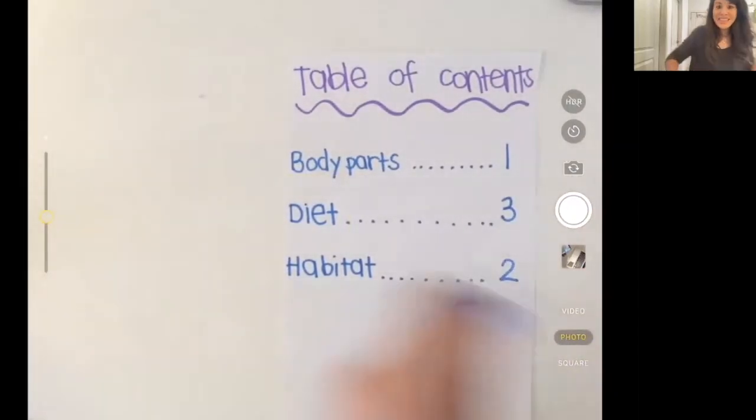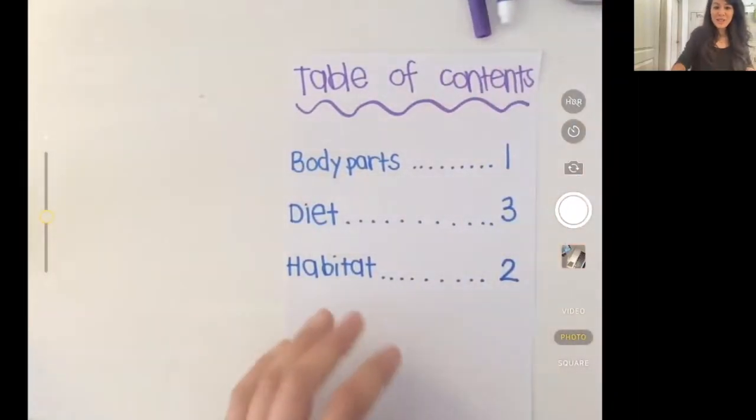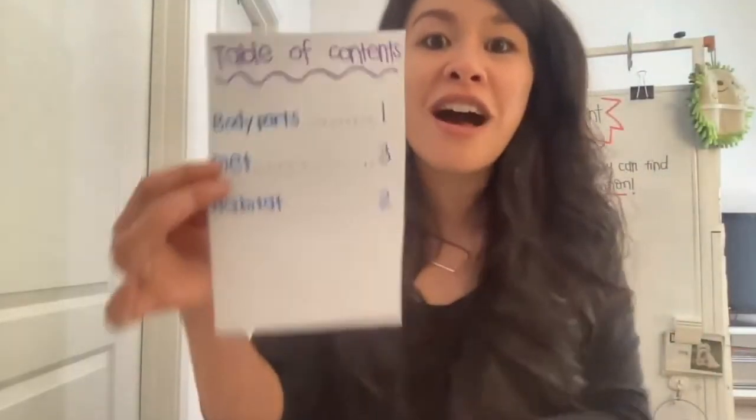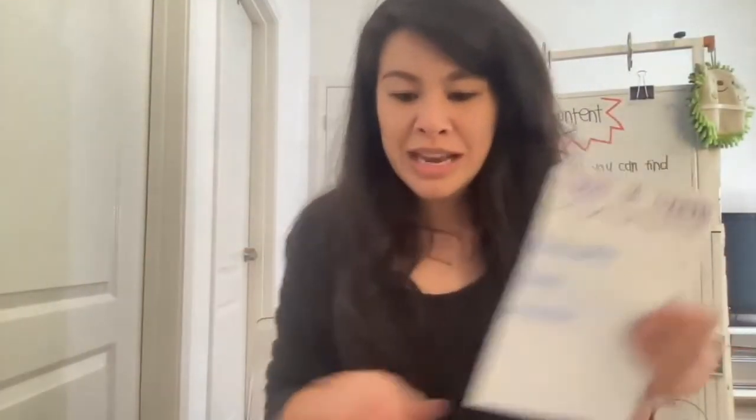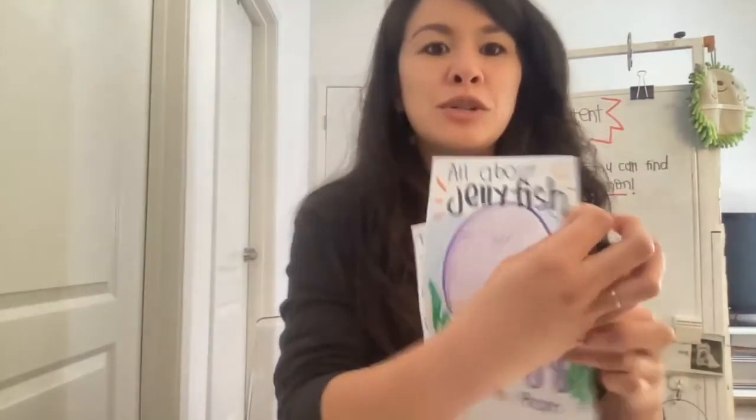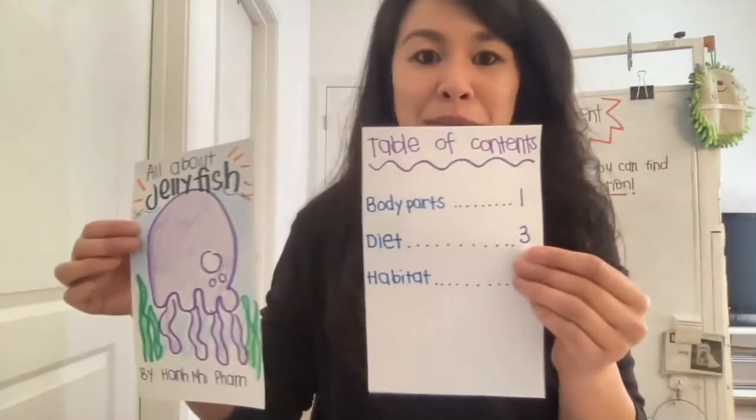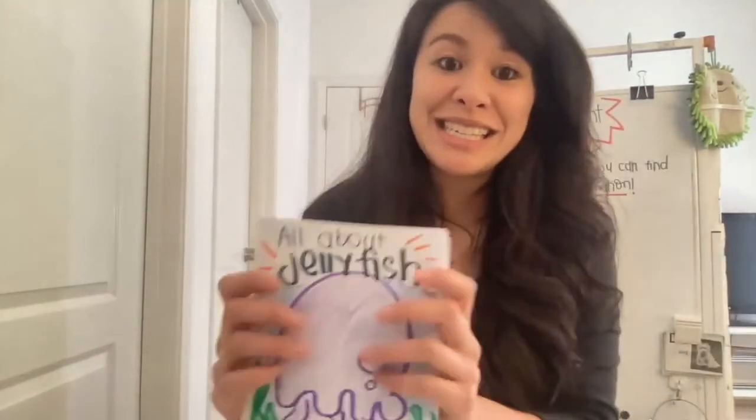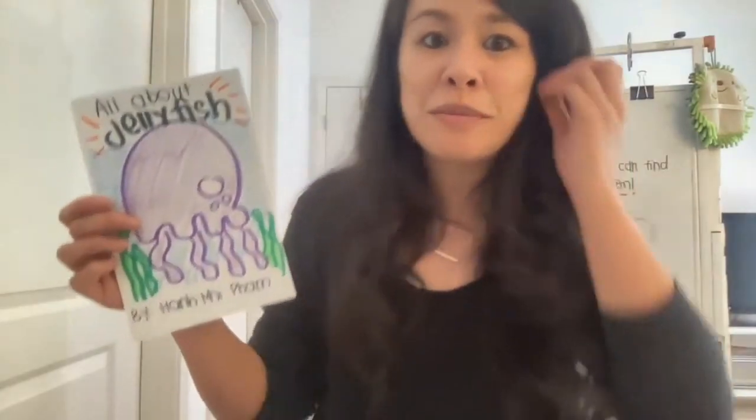So friends, that's what you're going to do. You are going to do exactly what Miss Sam just did. You are going to make a table of content for your book so that you can add it right after your front cover. So take a look. Front cover, table of content, and then all of your pages. That way, your readers have an easy time finding the information they want to know.